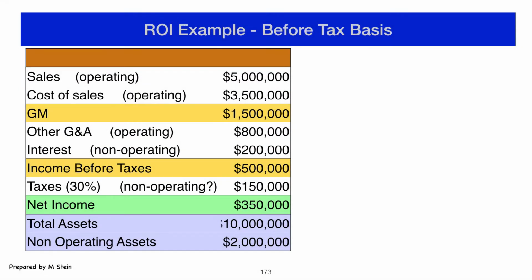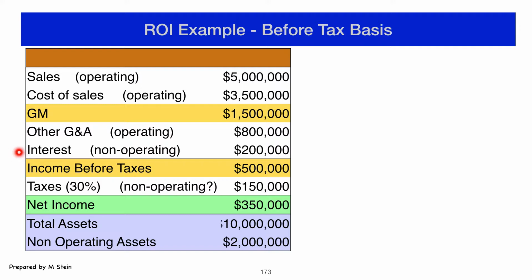Here is an example of a business unit income statement. We have sales, cost of goods sold, gross margin, other general administrative expenses, interest expense, income before taxes, taxes at 30%, net income. Total assets for the business unit are $10 million. However, non-operating assets are $2 million. And what we want to do is calculate a return on investment on a before-tax basis.